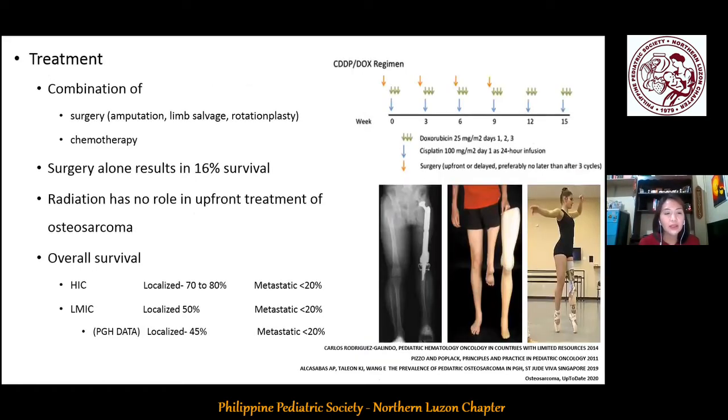So the optimal management for your osteosarcoma consists of multi-agent chemotherapy and local control measures, including amputation or your limb surgical procedures. If surgery alone is done, it will result in 16% survival. Radiation has no role in upfront treatment of your osteosarcoma. So of course, high-income countries have better survival rate as compared to your low to middle-income countries like the Philippines.